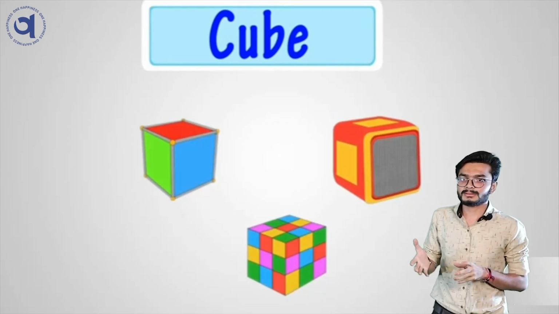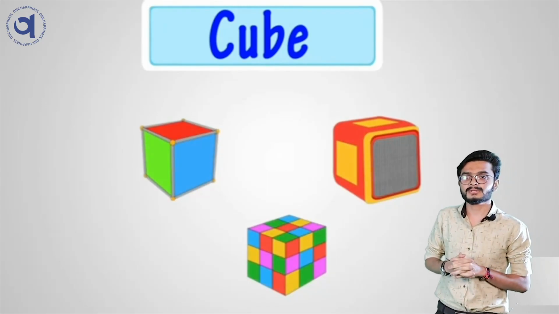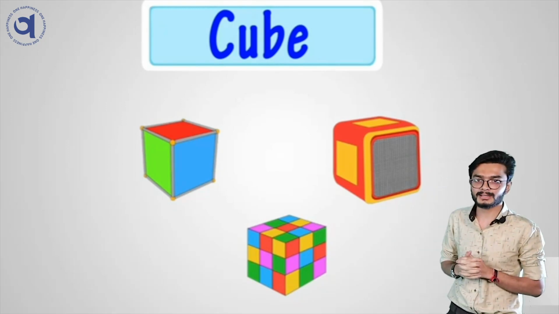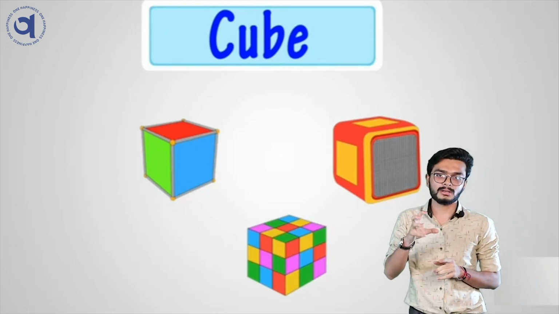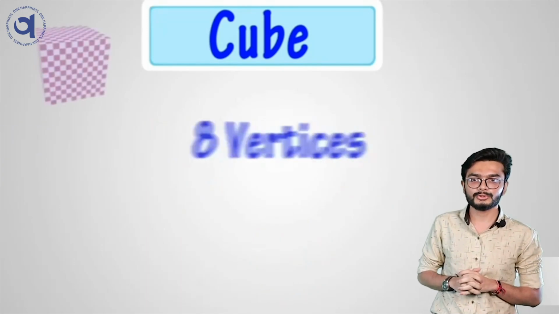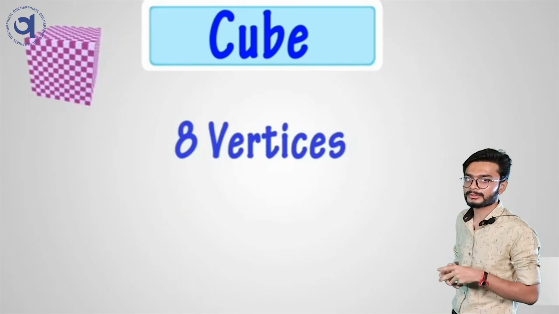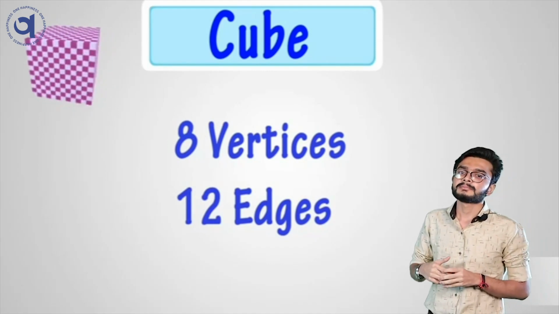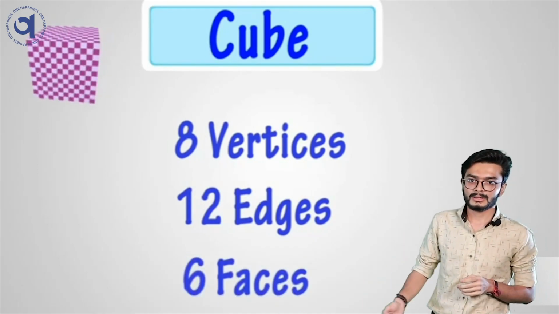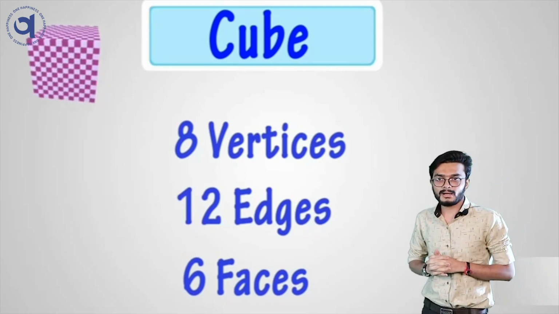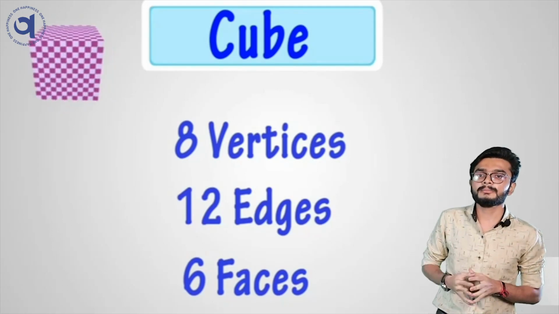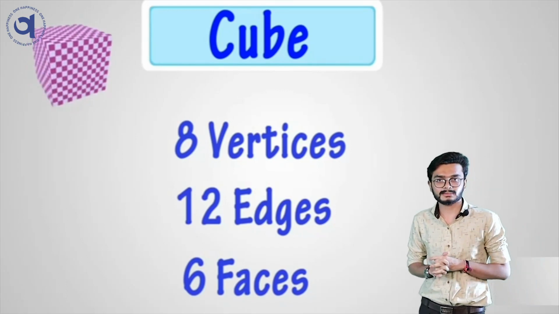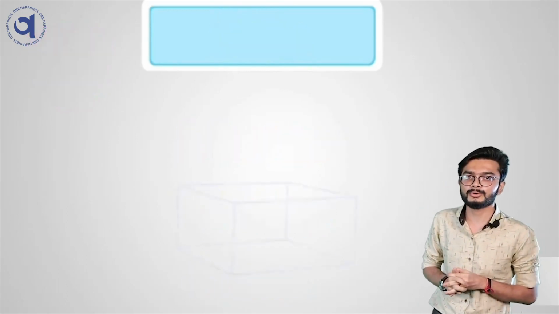So let us see some examples which we can consider as a cube. Over here main 3 examples are there that we can identify as a cube. Now let us revise. Total cube has 8 vertices, 12 edges and 6 faces. Understood? Now the another main three-dimensional shape which we have to discuss in this chapter is the cuboid.